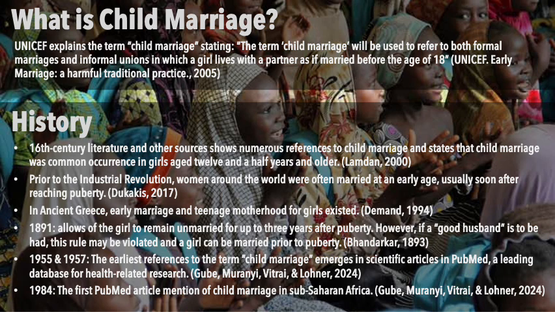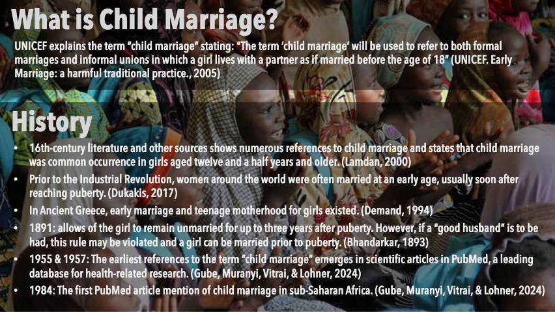However, if a good husband is to be had, this rule may be violated, and a girl can be married prior to puberty. So this was the first kind of outward law stating that if there was a man and a good husband that could be married, then maybe we can throw the puberty thing off to the side and we can marry a girl.